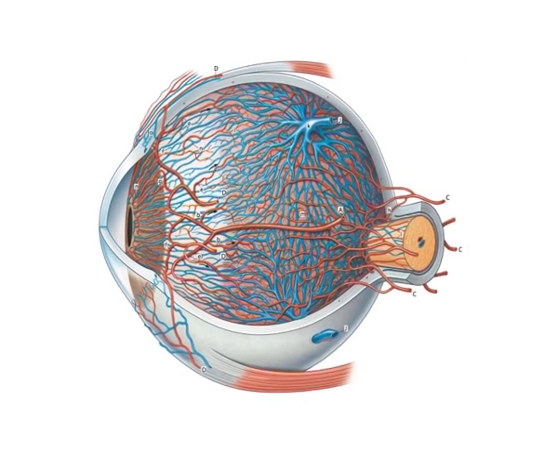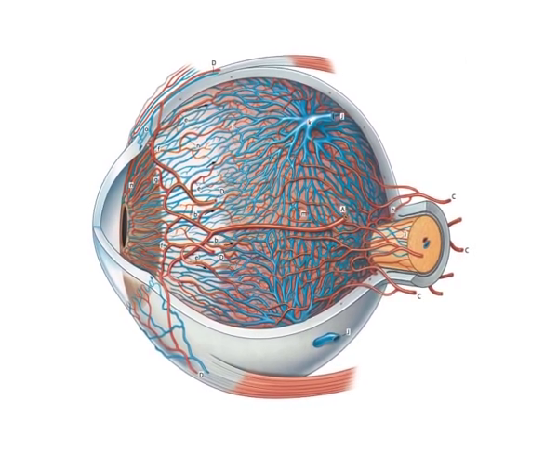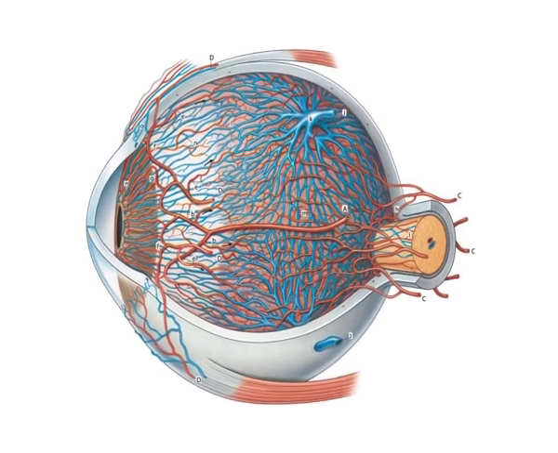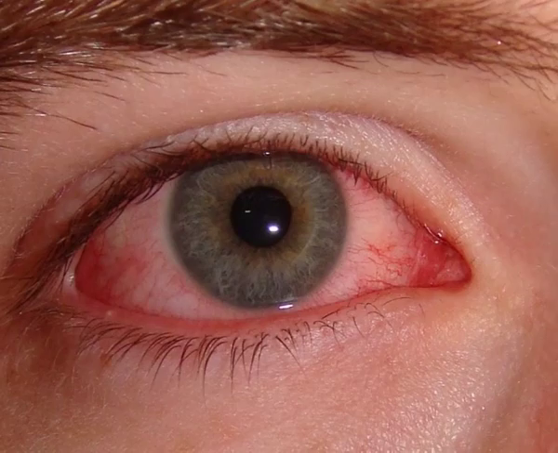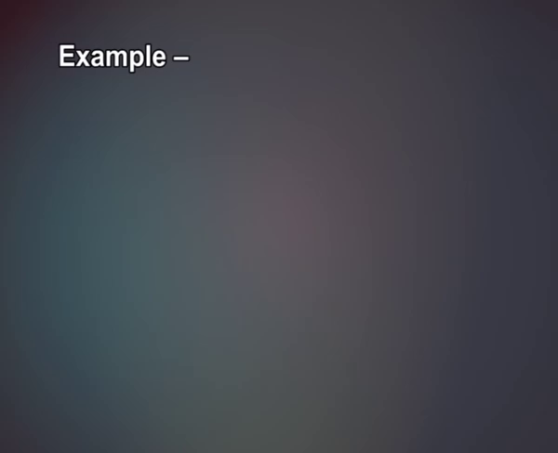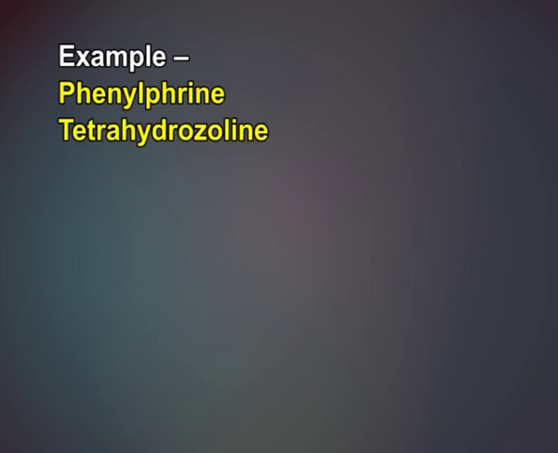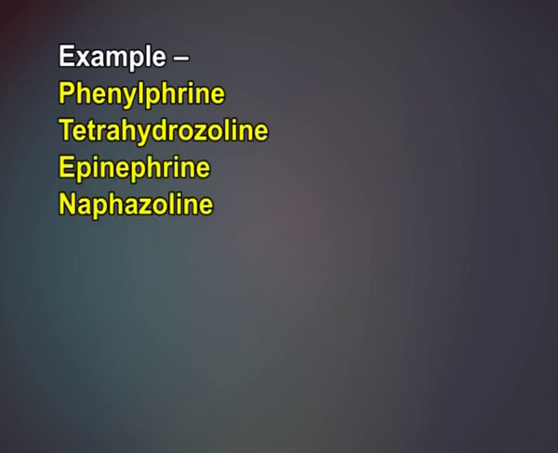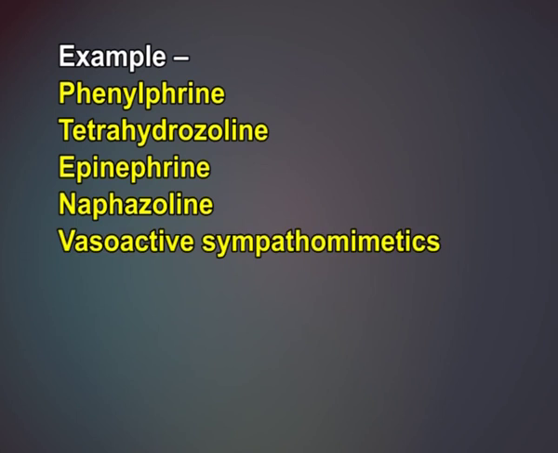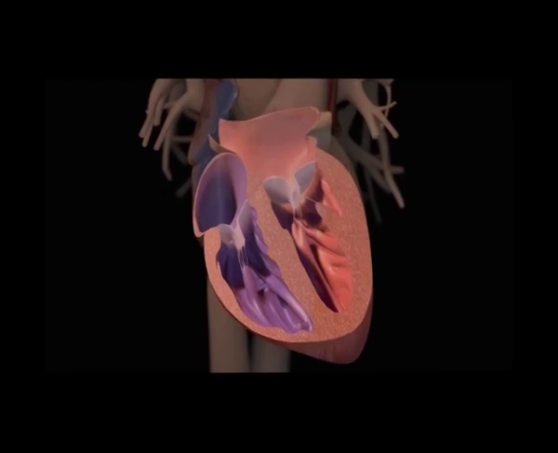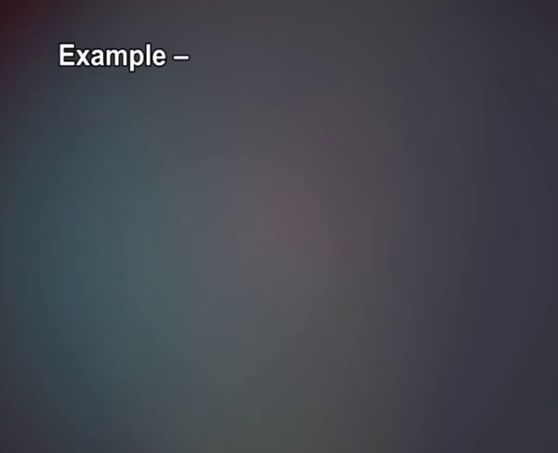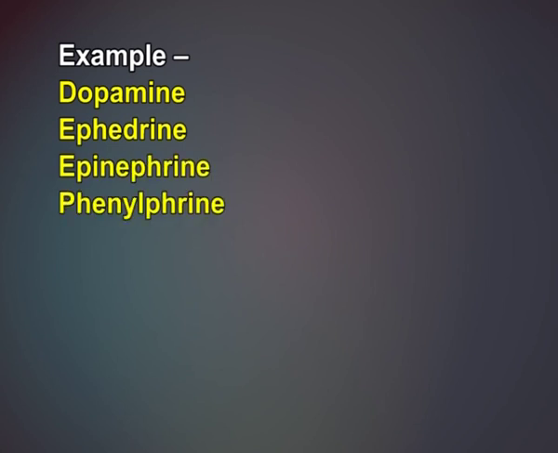Ophthalmic topical. Application to the eye surface affects the vasculature of the eye, stimulating receptors on small arterioles, thus relieving conjunctival congestion. Examples: phenylephrine, tetrahydrozoline, epinephrine, naphazoline, vasoactive. Sympathomimetics, also called cardioselective sympathomimetics, are used to support the heart in cardiac failure or shock. Examples: dopamine, ephedrine, epinephrine, phenylephrine.